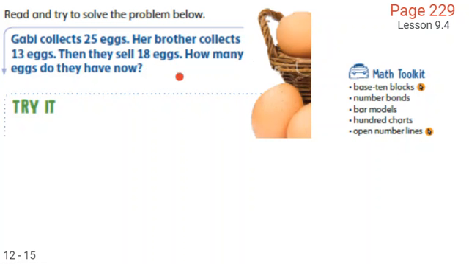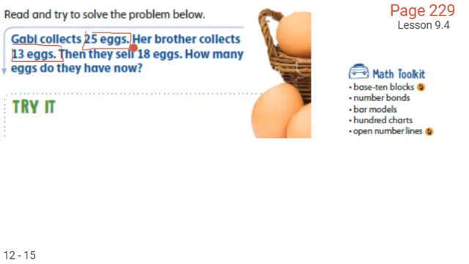This is looking like a two-step problem here. But let's reread this and annotate this time. It may take you 2 or 3 times to read through it. That's okay. Take your time to make sure you understand the data that's given to you. Gabby collects 25 eggs, so she collects 25 eggs. I'm going to circle that. Her brother collects 13. So there's 13 eggs.